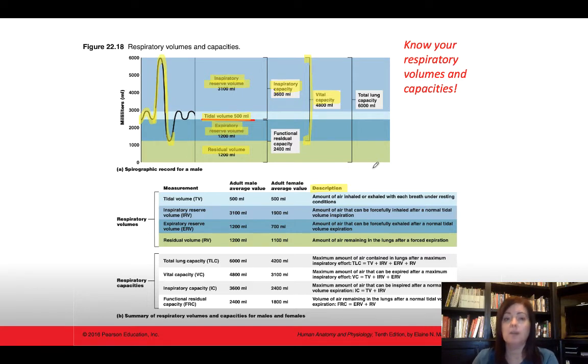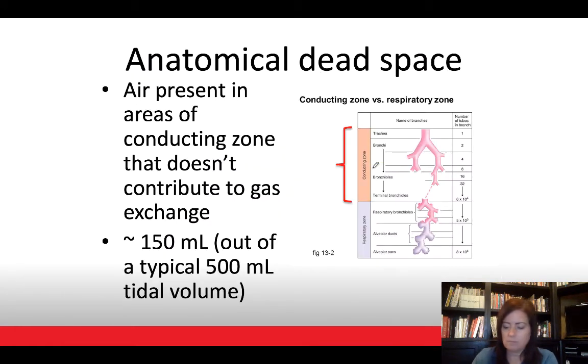So that would be inspiratory reserve volume. They take in the biggest breath that they can. Okay, and there's also a video posted about this on Moodle, so I'll make sure I point that out.